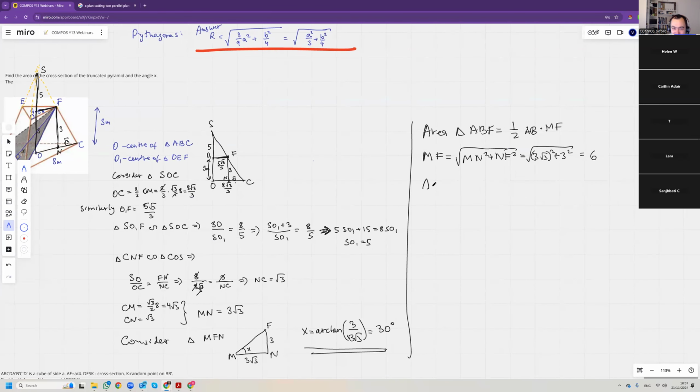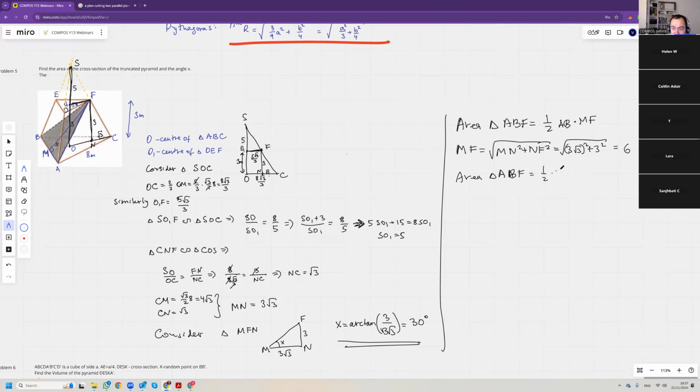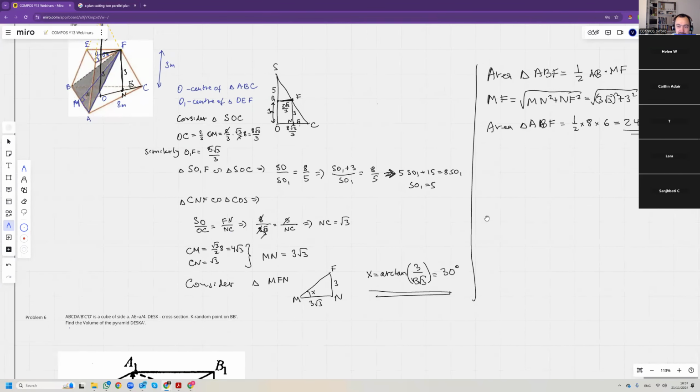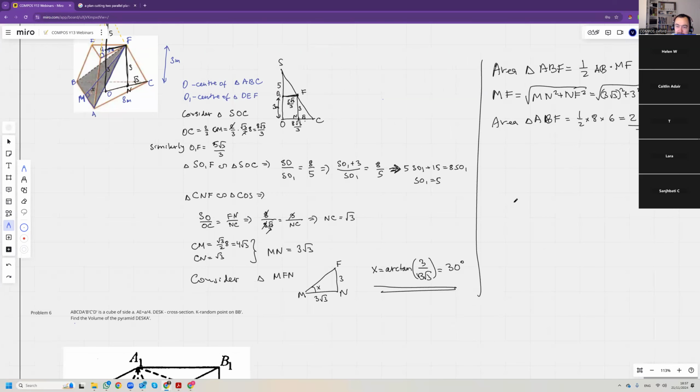So the area of the cross section, triangle ABF, is 1/2 times AB, which is 8, multiplied by MF, which is 6. So it's 24 square meters. Beautiful. All right. So here's the answer.